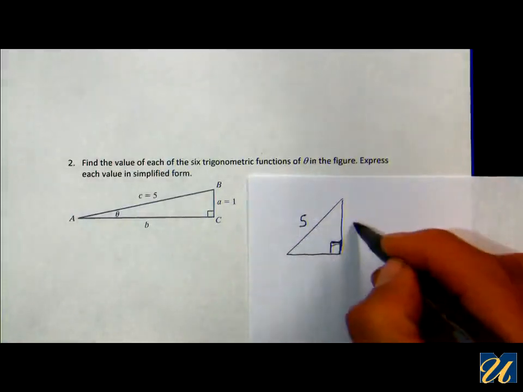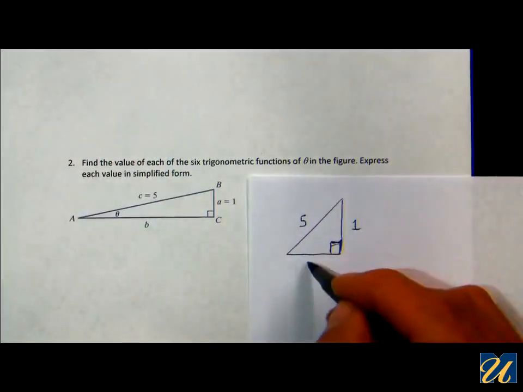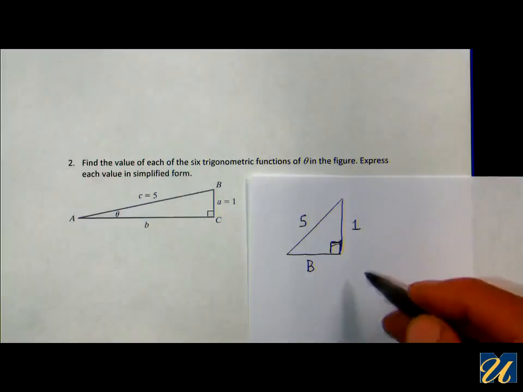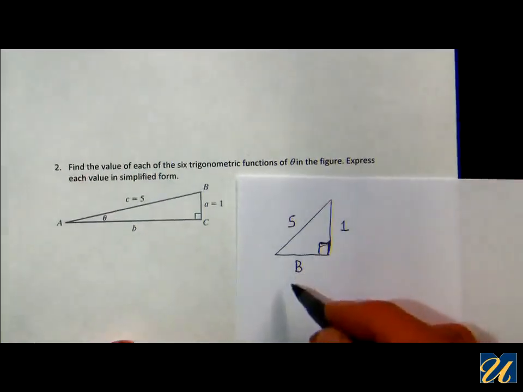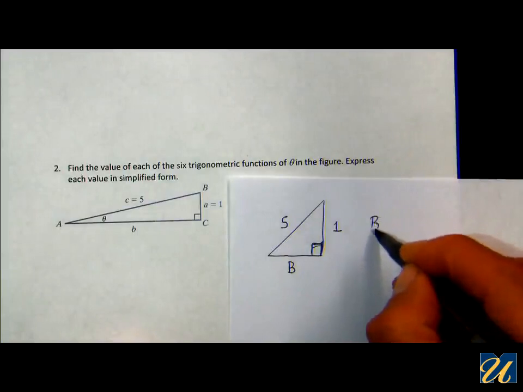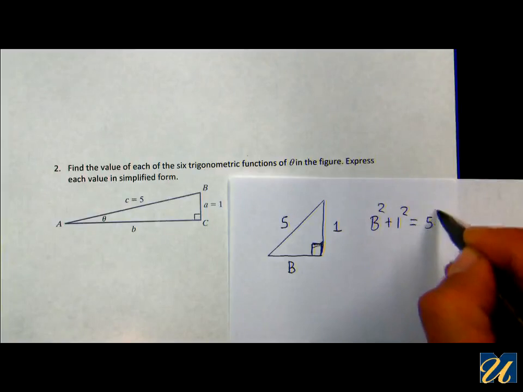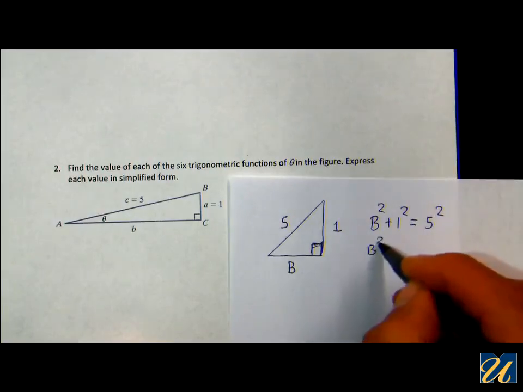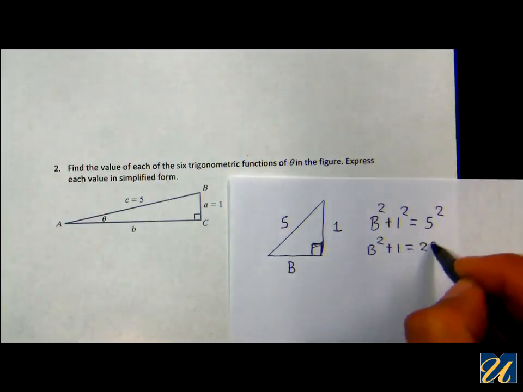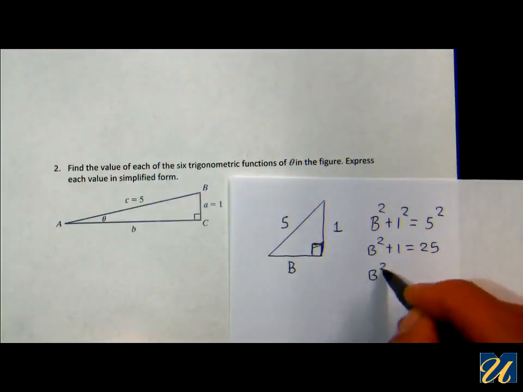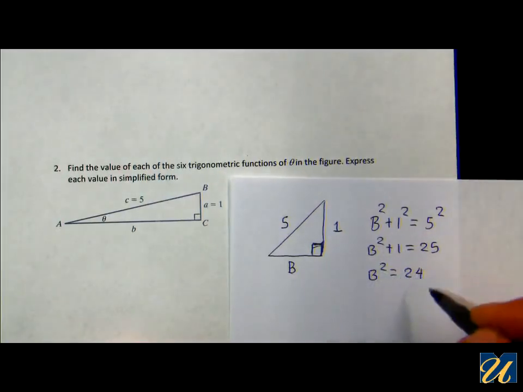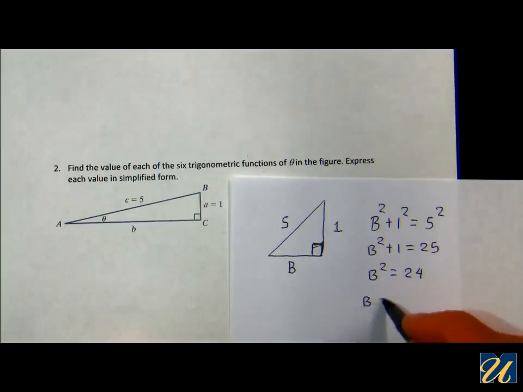This is 5, this is 1, and this length here we don't know, so this is B. I'm going to write a capital B there. Lowercase b's look like 6's. So let's first find the length of that side right there. So side 1 squared plus side 2 squared equals hypotenuse squared. So b squared plus 1 is 25. So b squared is 24. So taking the square root, b would be the square root of 24.